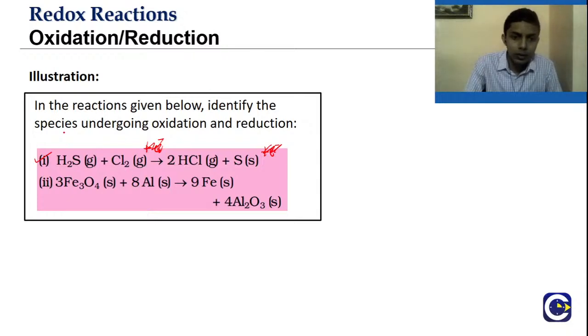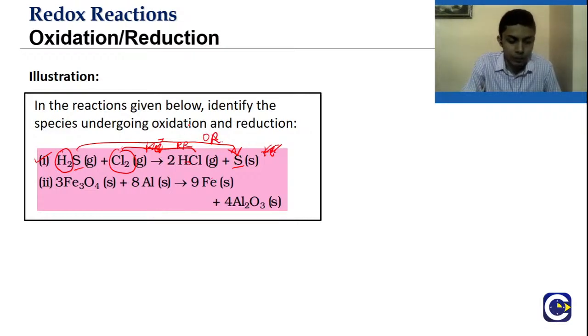For the first one, hydrogen is getting removed. If I look at sulfur, hydrogen is getting removed. So removal of hydrogen means it is oxidation. So from here to here, this is oxidation. Correct. And if you look at chlorine, hydrogen is getting attached. So since hydrogen is getting attached, it is a reduction reaction. This is the oxidation reaction, and the other one is the reduction reaction.